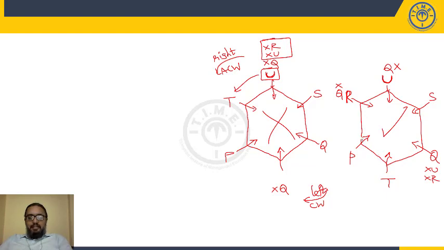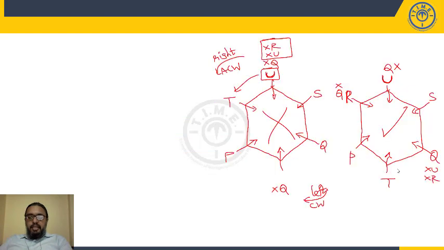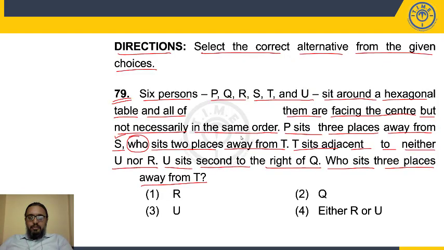Got it? Now what is the question? Who sits 3 places away from T? Now 3 places away means in between 2 persons. So from T, whether you look on the left side of T or you look on the right side of T, in between 2 people, the person who is 3 places away from T is U. In this case, it is also opposite, right? So my answer is U, choice 3. That's all. Understood the point here? Okay? Yeah, good.